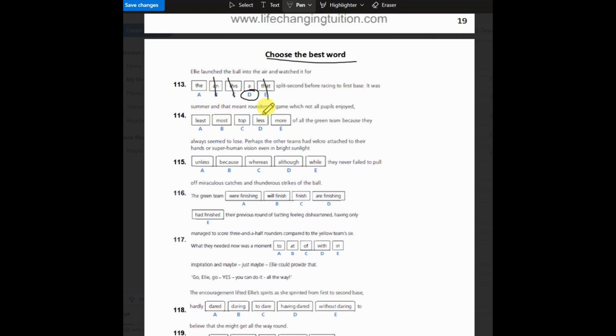Okay. The next one, a game which not all pupils enjoyed, least of all the green team. Okay, so you don't want to say most of all, because it's something in the negative. They didn't enjoy it, so it's going to be least of all the green team.